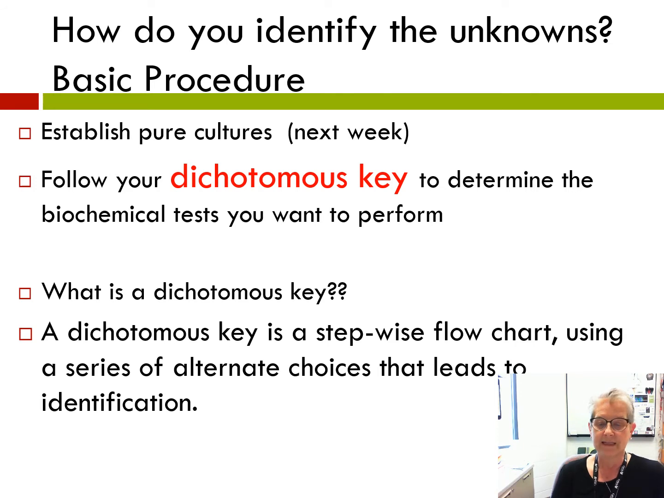But how will you identify the unknown bacteria? You need a plan, a path, a flowchart. You will use a dichotomous key. And the key provides a series of alternate choices that leads to the correct identification. And those choices are usually yes, no, or positive, negative.